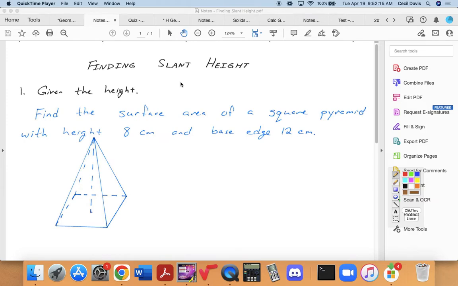We're continuing to talk about primarily pyramids today. You'll have a worksheet tonight that has pyramids and some cones on it. We'll go over that before you take your quiz tomorrow.